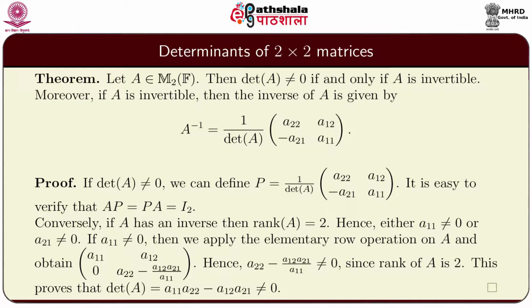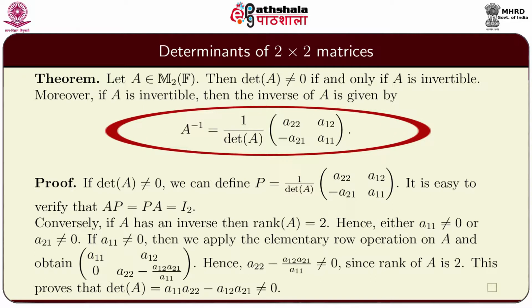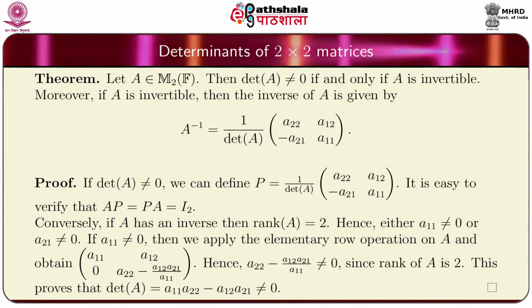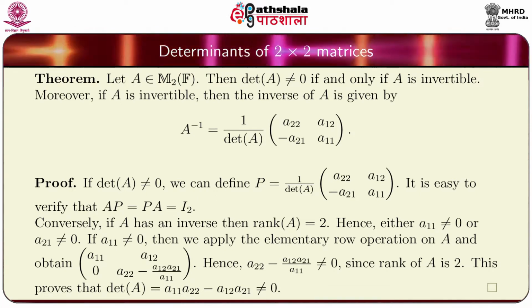Theorem: let A be a 2 cross 2 matrix with entries from the field F, then the determinant of A is not 0 if and only if A is invertible. Moreover, if A is invertible, then the inverse of A is given by A inverse equal to 1 over det A multiplied by this 2 cross 2 matrix, whose first row is A22, minus A12 and the second row is minus A21, A11.